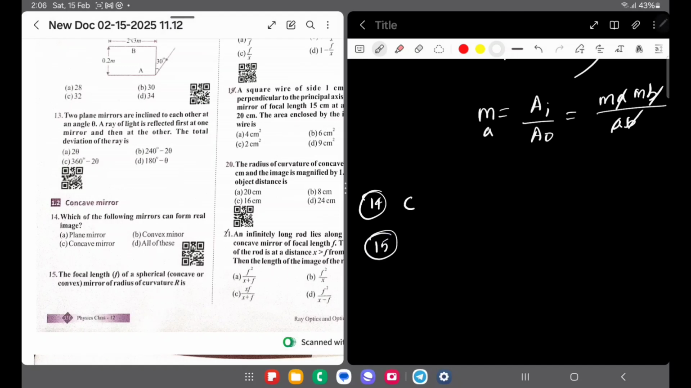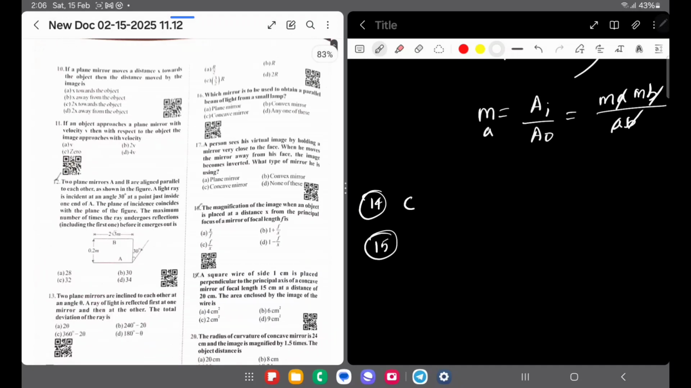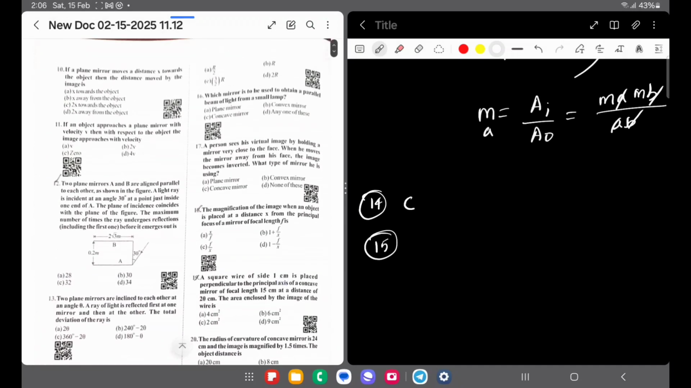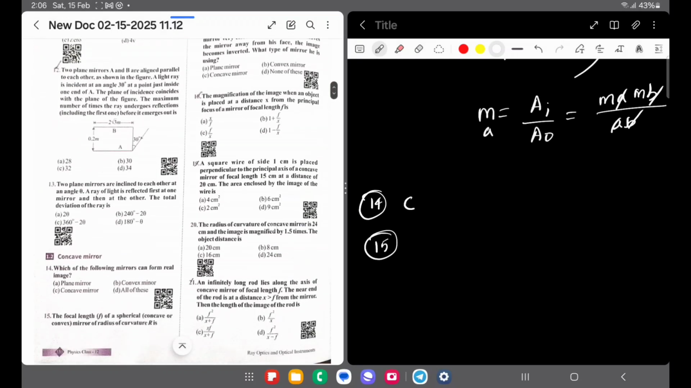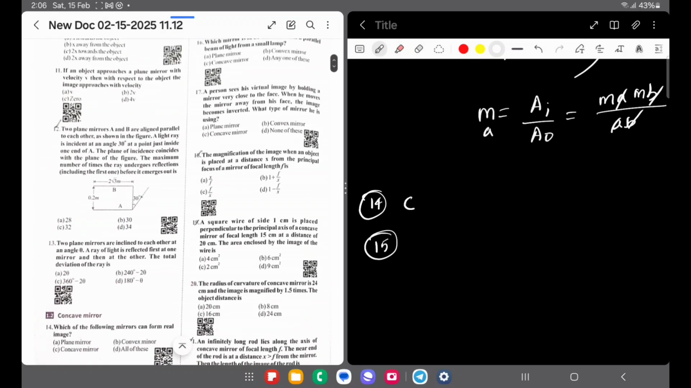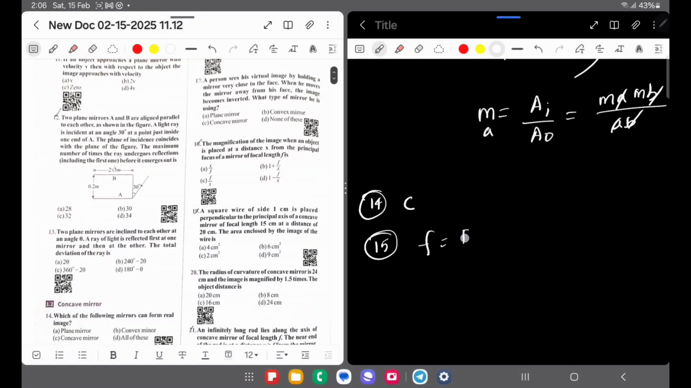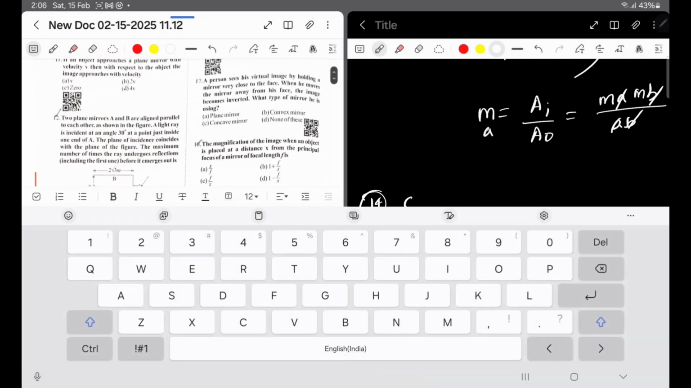Now, look into question number 15, focal length and radius of curvature. They are asking what the relationship between the two is. We know very clearly that f is equal to R by 2.